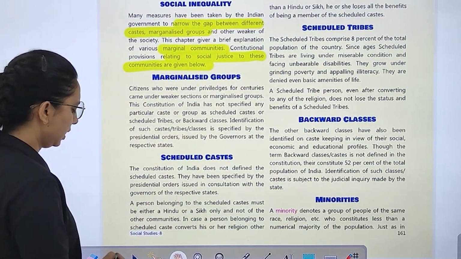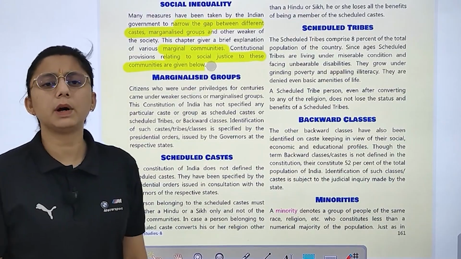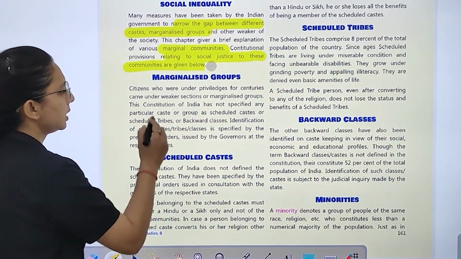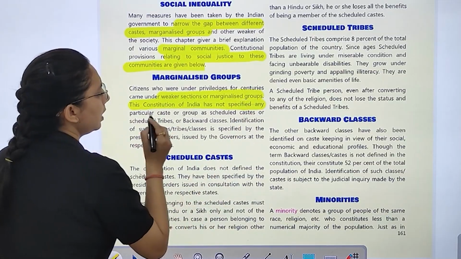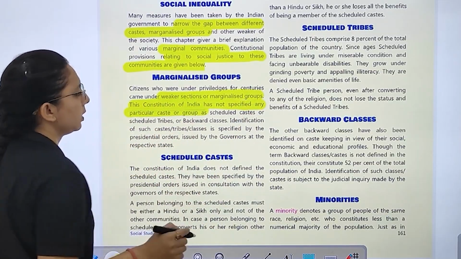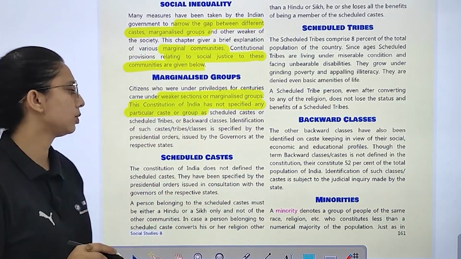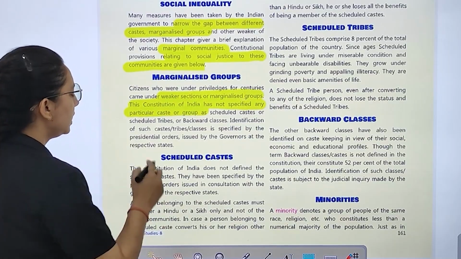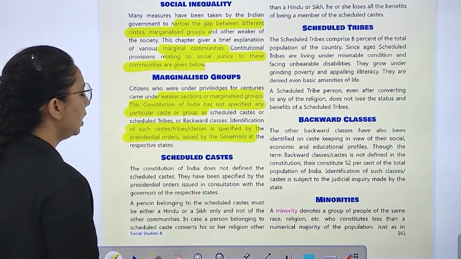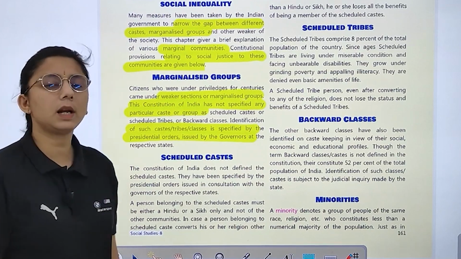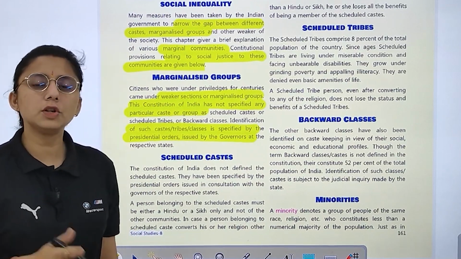So what are marginalized groups? Citizens who were underprivileged for centuries came under the weaker section or marginalized group. The Constitution of India has not specified any particular caste or group as scheduled caste or scheduled tribe. The identification of such castes, tribes and classes is specified by the presidential order that is issued in consultation with the governor of the respective state. Who issues it? The governor.